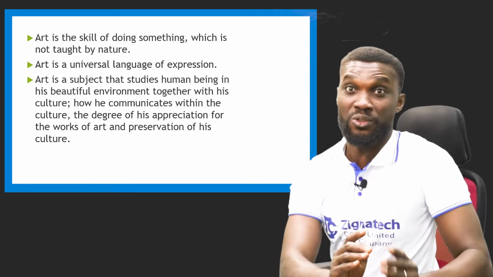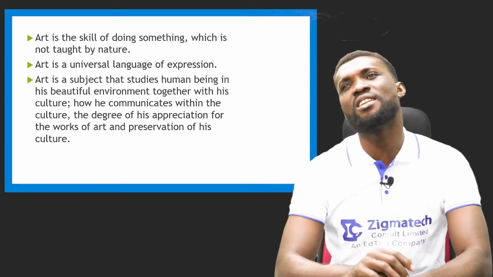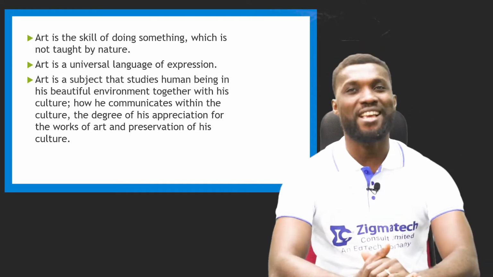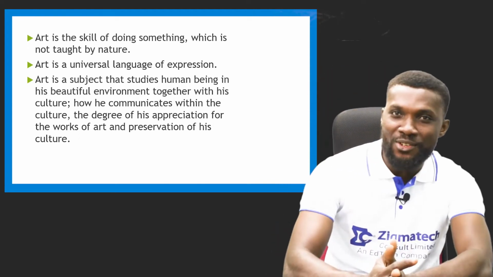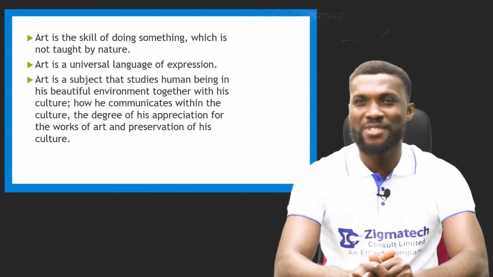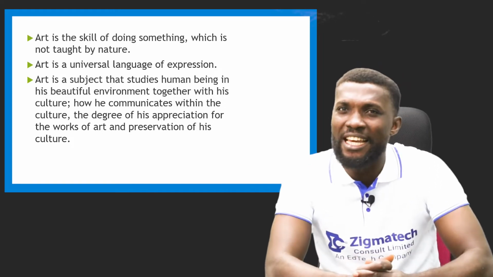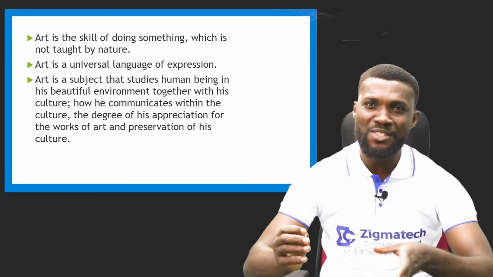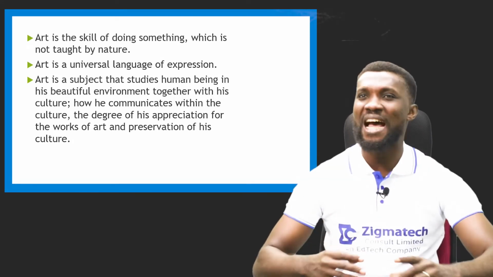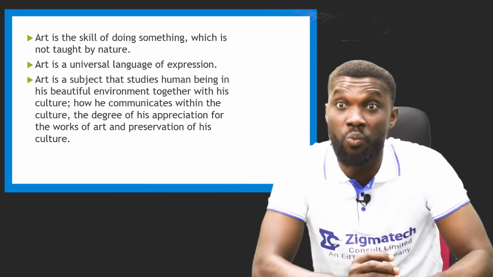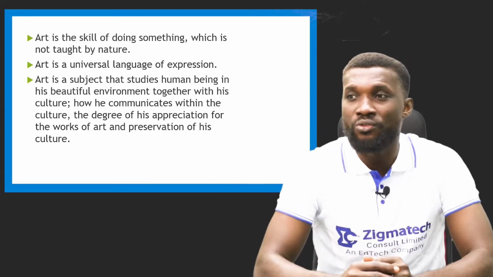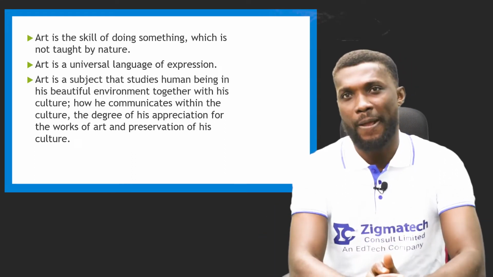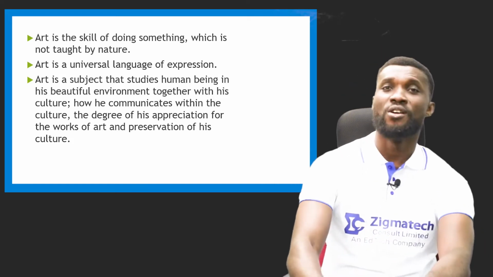Now, the sixth definition is art is a universal language of expression. Now, the seventh definition I'm going to give you is art is a subject that studies human beings in their beautiful environment together with their culture, how they communicate with the culture, the degree of their appreciation for the work of art, and the preservation of their culture. All these are what art encompasses. Are you following? Beautiful.